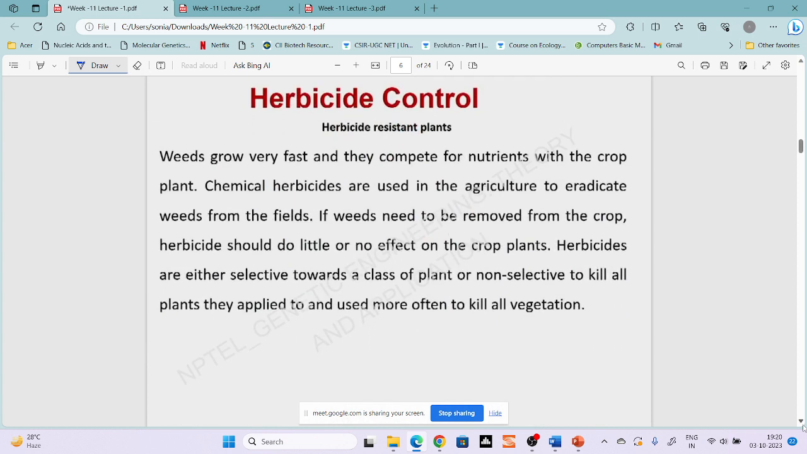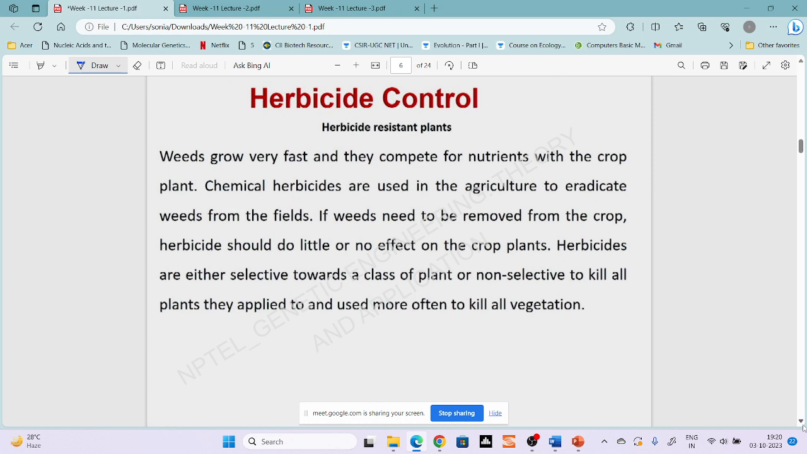So in herbicide resistance, basically here is the problem. Suppose you have herbicides. You spray herbicides on a particular area to kill the weeds. Weeds are the unwanted plants that grow along with your crop. You want only your crop to grow, not the weeds. Why? Because these weeds compete for the nutrients, and these weeds are not required.